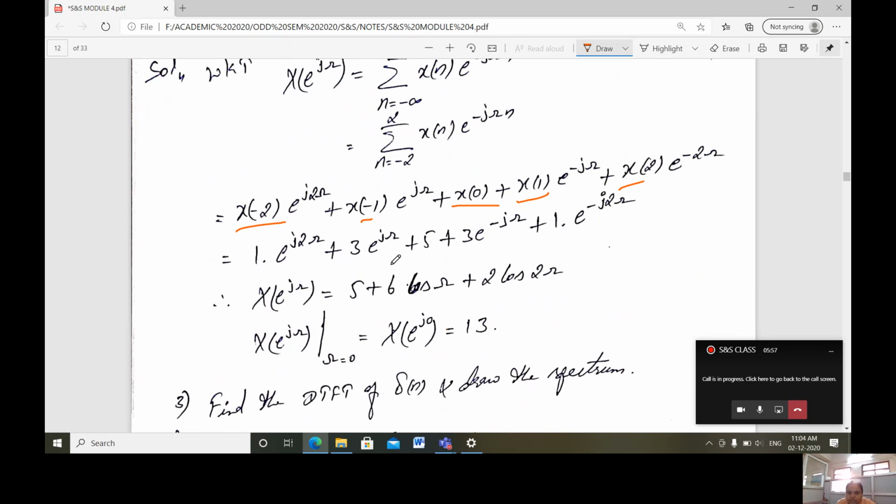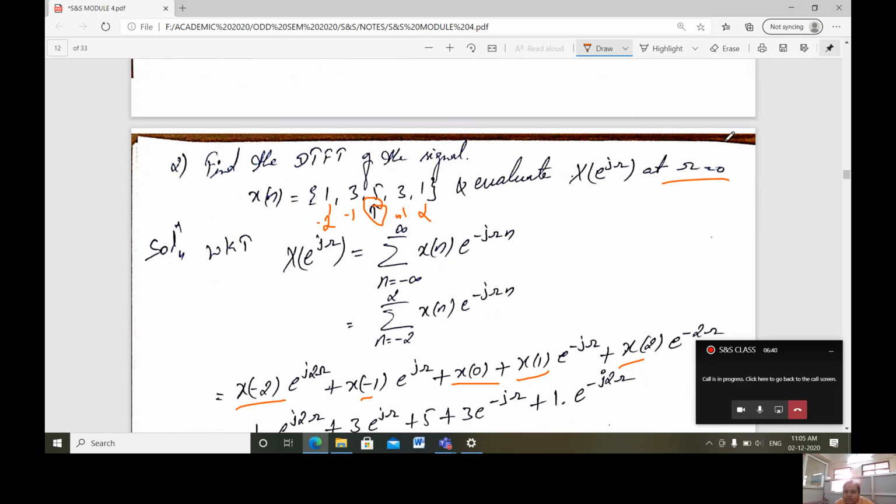Then if I solve this and also write the equation in terms of cos and sine, what you will be getting? You will be getting cos 2 omega minus j sin 2 omega, here cos omega plus j sin omega, here cos omega minus j sin omega, here cos 2 omega minus j sin 2 omega. After you modify that equation, you will be getting X of e raised to j omega is equal to 5 plus 6 cos omega plus 2 cos 2 omega.